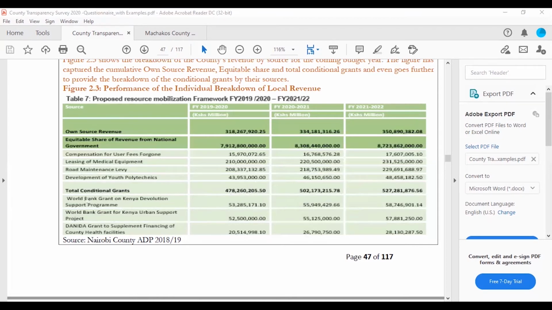So you can see here that Nairobi County is getting conditional grants from the World Bank grant on Kenya Devolution Support Program, 53,285,171. And then there's also the World Bank grant for Kenya Urban Support Project. And there's also a Danida grant to supplement financing of county health facilities. So this is the breakdown that is needed, so that we can see where each county is with regard to revenue. As you can see, this one has captured the cumulative on-source revenue, equitable share, and total conditional grants, and even goes further to provide the breakdown of the conditional grants by their sources. So that is the ideal, as is required.